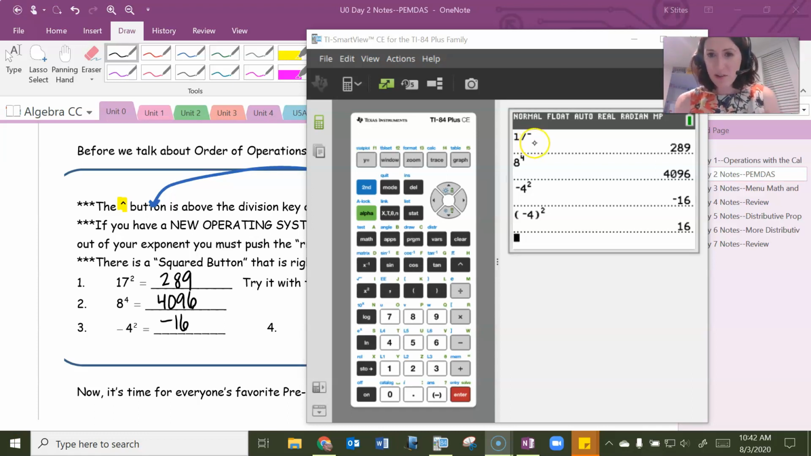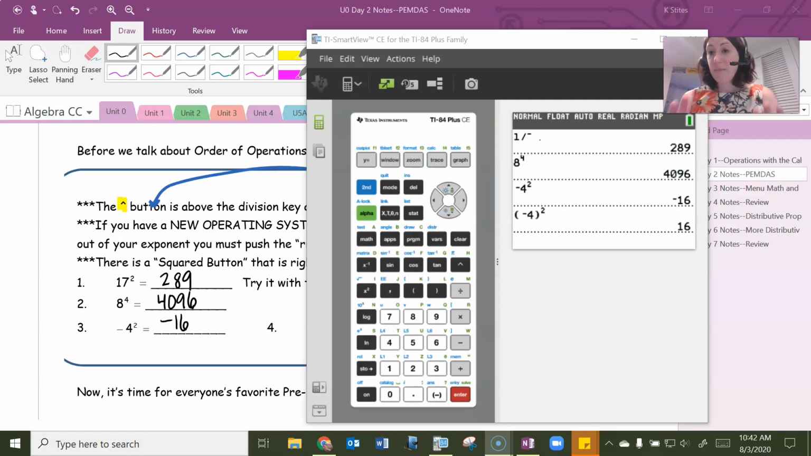All right, everybody, so I have my 4 answers on the screen here. That one should say 17 squared. I don't know why it looks like that. Oh, it's just because it's the scrolling. Never mind. 289 should be your answer. 8 to the 4th power is 4096. And then when you did your negative 4 squareds, when you typed it in 2 different ways, you get a negative 16 and a positive 16.